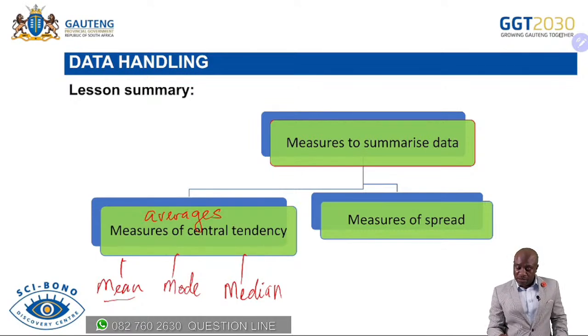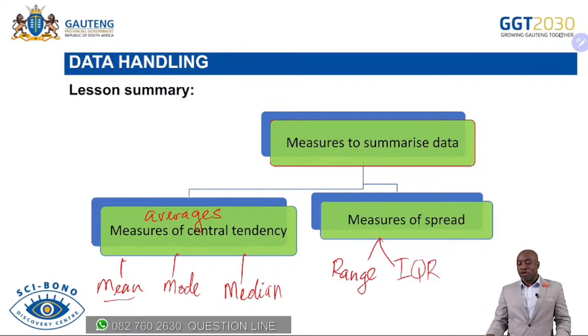And then we have the measures of spread. There are two that we look at. We look at the range and the interquartile range. I hope you remember the IQR, the interquartile range. Remember, the range is used to measure the spread of our data. In other words, we're looking at the variety within our data.